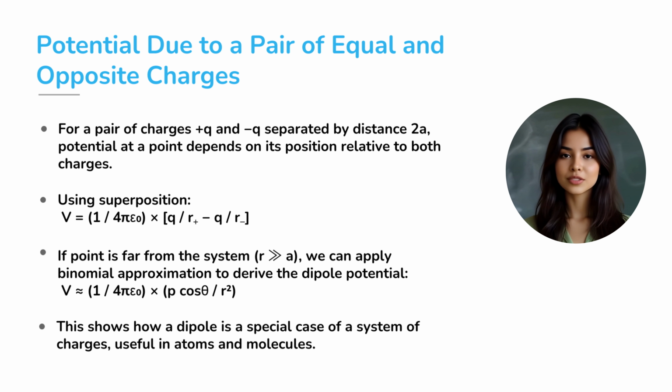Now, if point P is very far from the dipole, meaning the distance R is much greater than a, we can apply binomial approximation. The expression simplifies to V approximately equals 1 by 4 pi epsilon naught multiplied by p cosine theta divided by R squared, where p is the dipole moment given by Q times 2a, and theta is the angle between the dipole axis and the position vector. So what we see here is that a dipole is just a special case of a system of two charges and it obeys the same rules, just with some elegant simplifications.